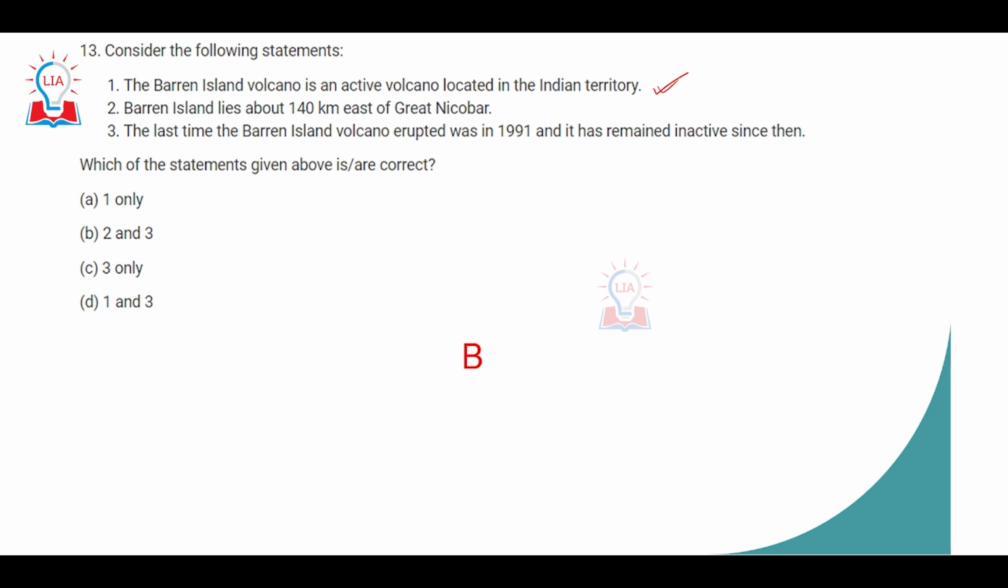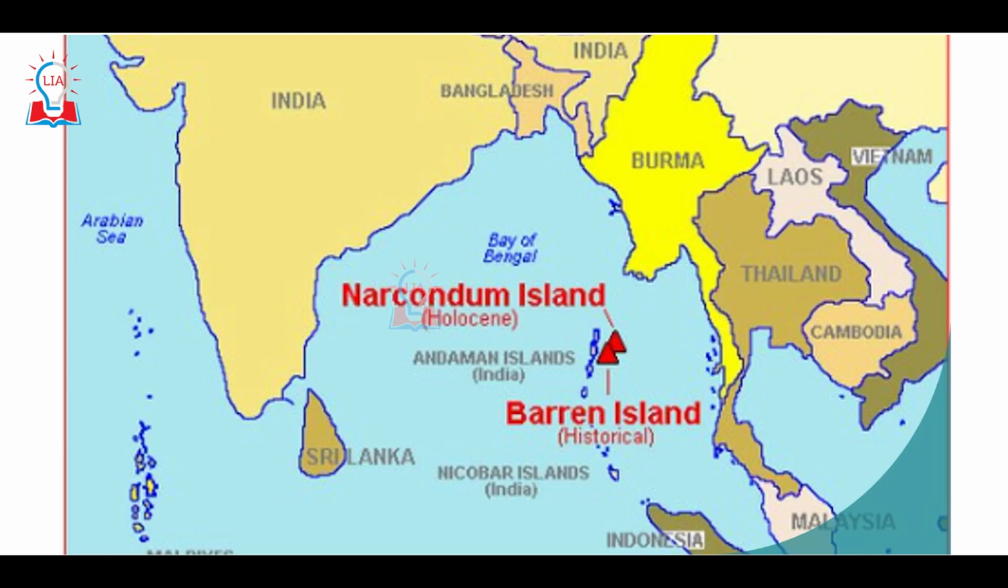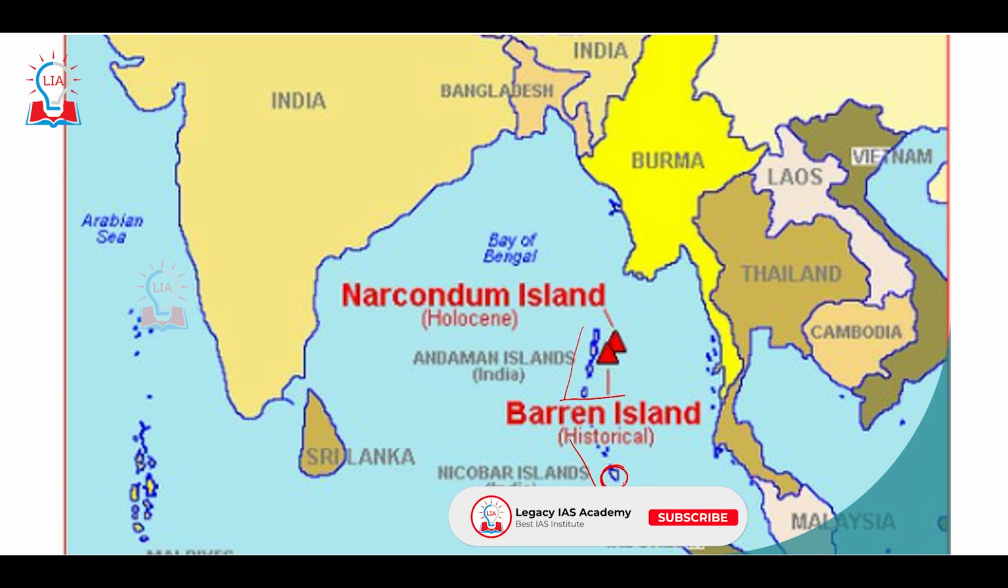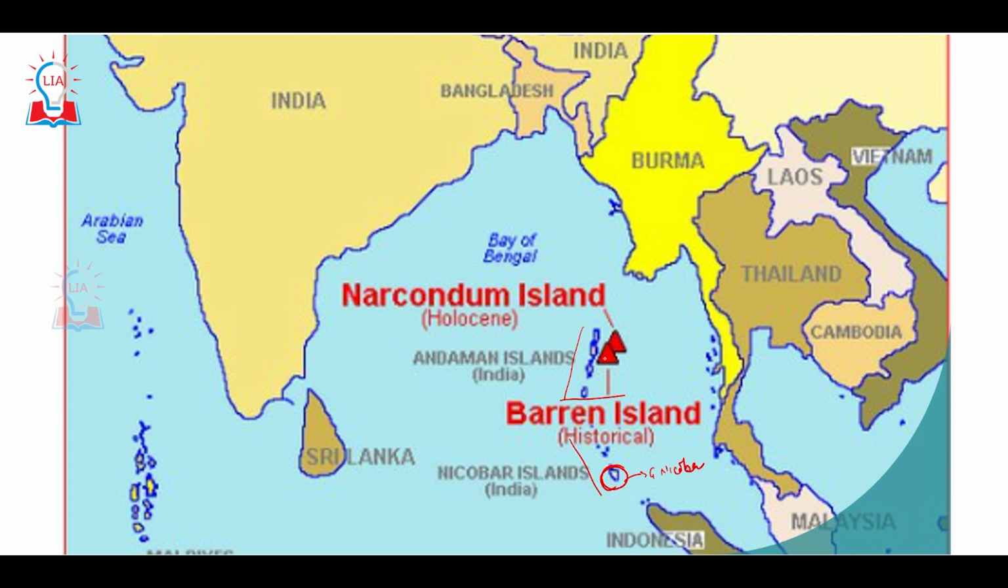Now see, if you read the books, you will find that it is mentioned that Barren Island is a part of Andaman Nicobar Island. But where exactly it is situated, this only you can know if you have referred to the map of Andaman and Nicobar. So let us look at the map. Here, the upper part is the Andaman group of islands, and this is the Nicobar group of islands. And this area is Great Nicobar. And this is the Barren Island.